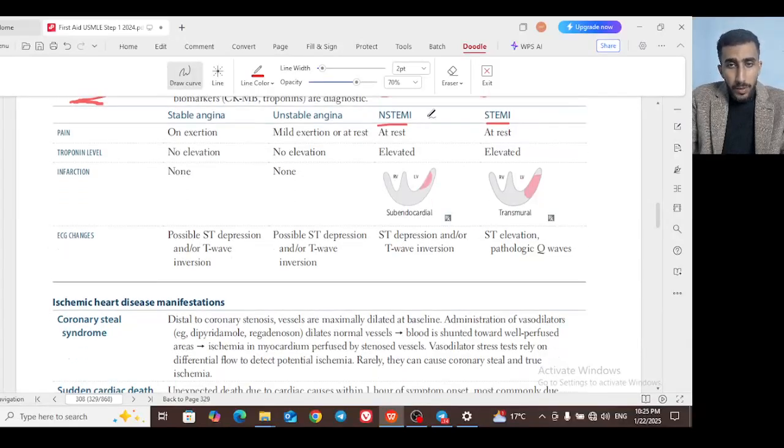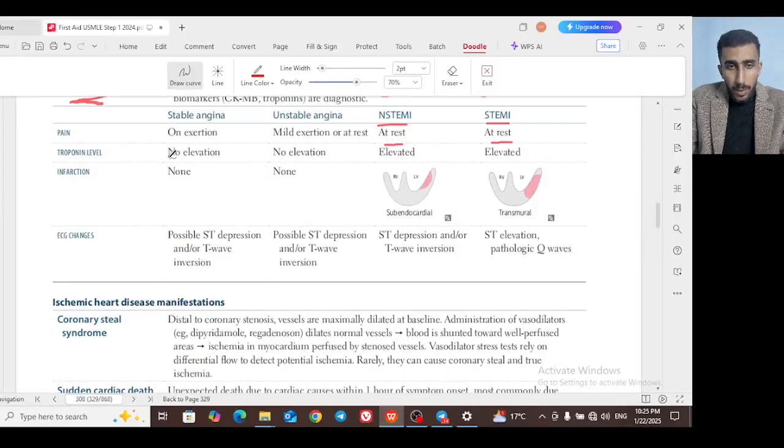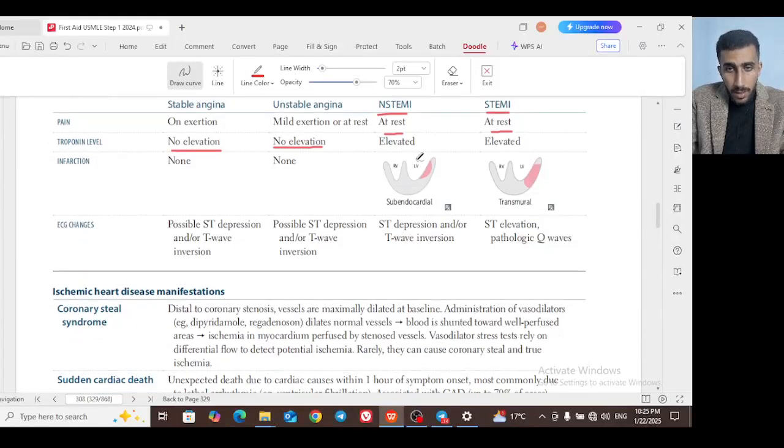So it is first subdivided into non-STEMI and STEMI. Both of them occur at rest. You have MI, so it occurs at rest. The troponin will be elevated. Unlike unstable angina and stable angina, where there is no elevation of troponin, in non-STEMI and STEMI there is elevation. But you may ask yourself, what is the difference between them if the troponin is elevated in both? It is the level of the infarction.